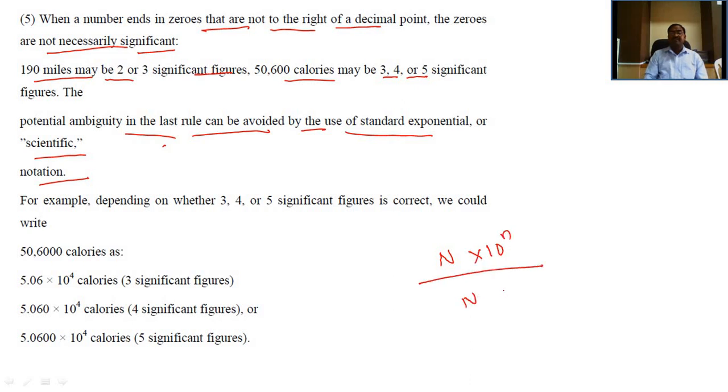Scientific notation is always expressed in the form N × 10^n, where N is from 1 to 9. Consider 5600 calories, expressed as 5.6 × 10^3, which has 2 significant figures, 5.60 × 10^3 has 3 significant figures, 5.600 × 10^3 has 4 significant figures, and 5.6000 × 10^3 has 5 significant figures.